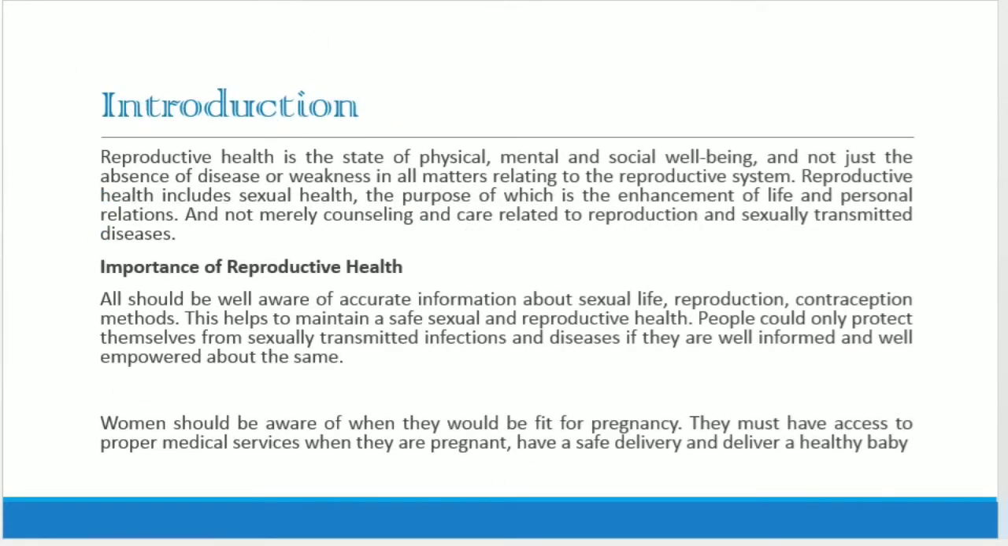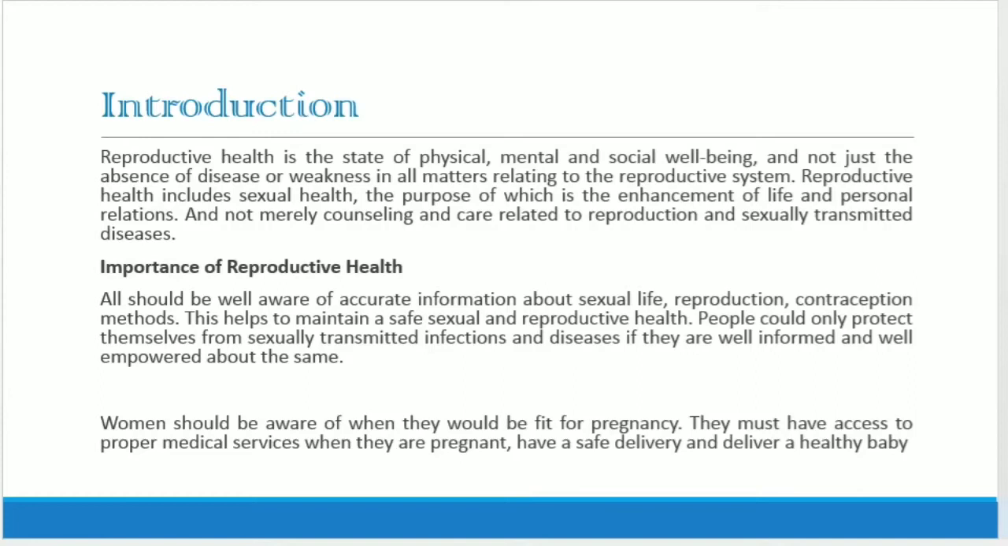So first let's try to understand what is reproductive health. Reproductive health is the state of complete reproductive fitness, which means you should be able to reproduce, or your reproductive system should function well. WHO has given the definition for reproductive health, and it states that reproductive health is the state of physical, mental, and social well-being, and not just the absence of disease or weakness in all matters relating to the reproductive system. Reproductive health includes sexual health. So reproductive health basically means sexual health. You should be free from all kinds of sexually transmitted disease, and the function of your reproductive system should be well. So that is all about reproductive health.